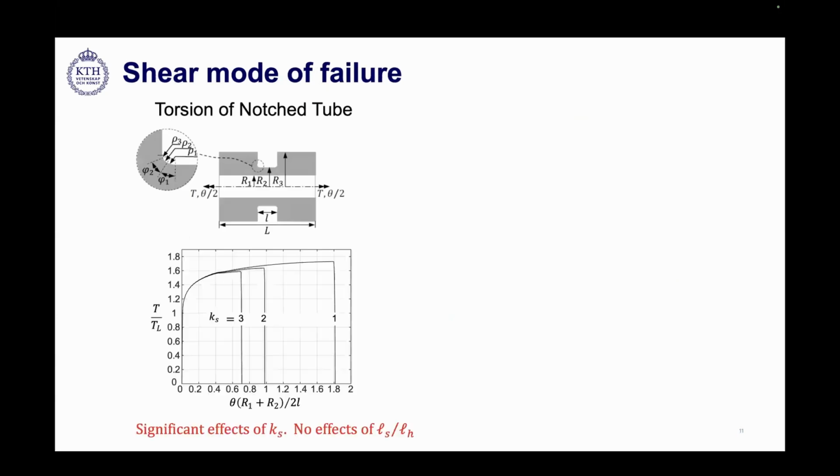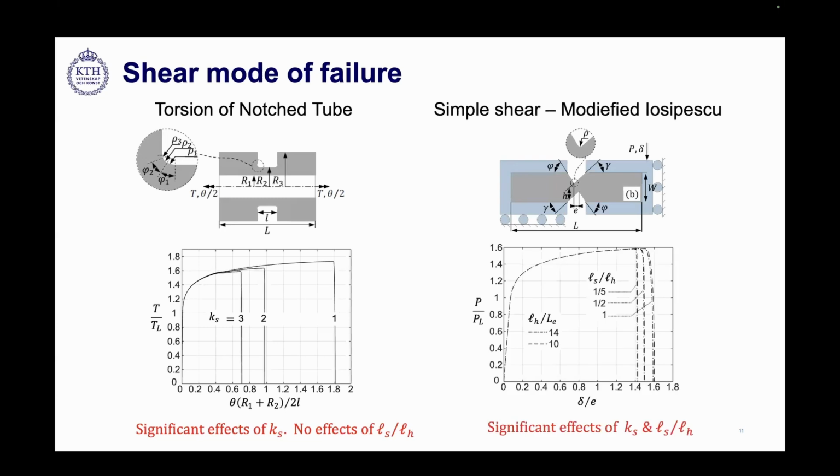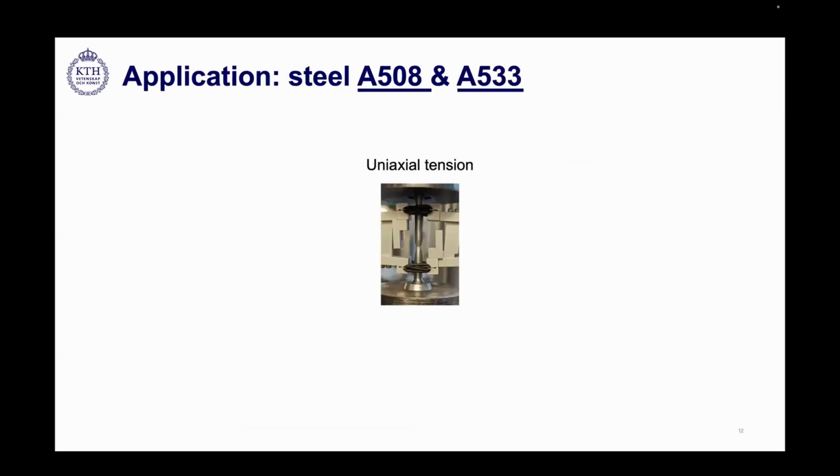If we look at the shear mode of failure, you can see that the specimen with homogeneous plastic gradients will mainly depend on the shear parameter KS. And the iosipescu specimen with a stronger gradient will depend on both KS and the shear length. And the fracture mode in these two cases will not depend on these parameters. So now we understand how these parameters work in the model.